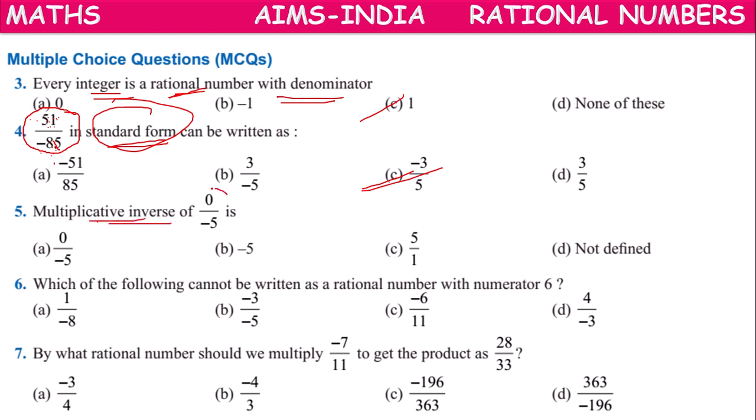Multiplicative inverse of 0 by minus 5. Actually, minus 5 by 0 we have to write. But if we have by 0, then that is not defined. So that's why let's go with the option not defined.